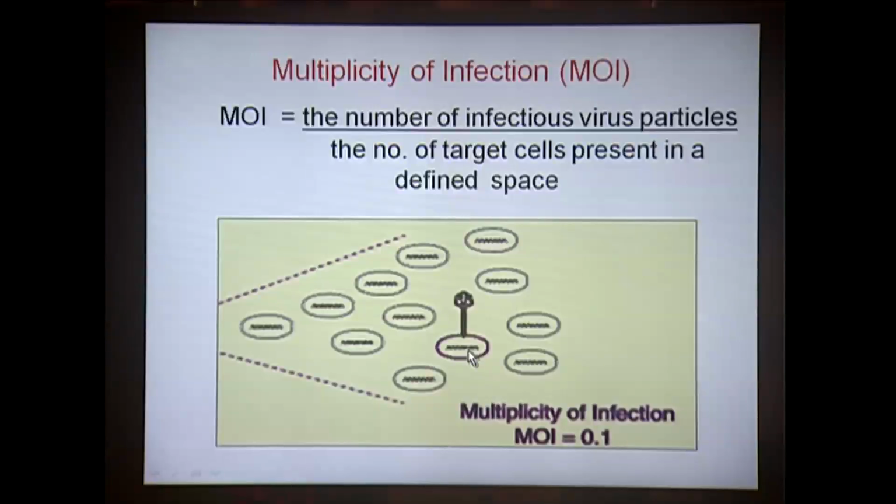But if the multiplicity of infection is 1, that means the number of phages and the number of host cells are equal, then what will happen? All the bacterial cells will be infected by phages and they will be lysed. So a complete clear area will be observed, not a particular clear area in a bacterial lawn. So we can't observe any plaque. So multiplicity of infection, or MOI, should be kept low.